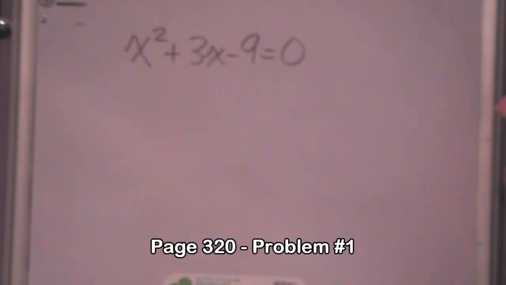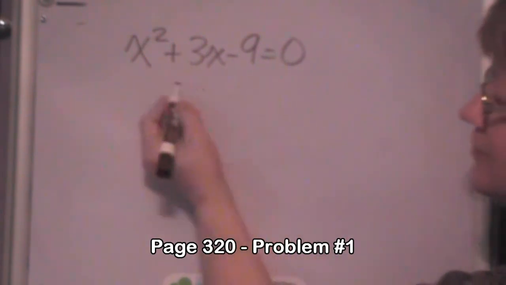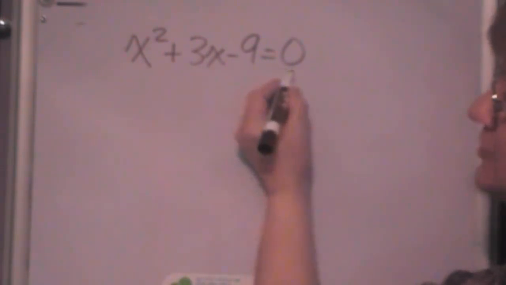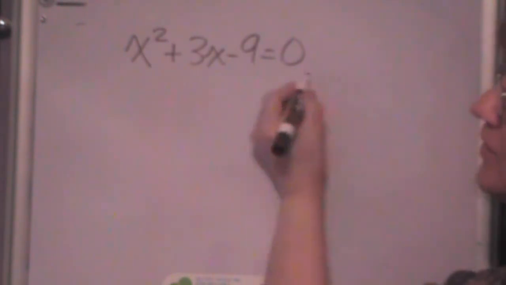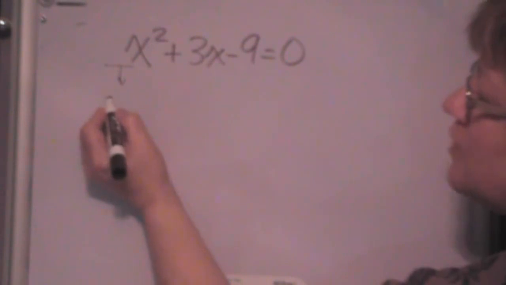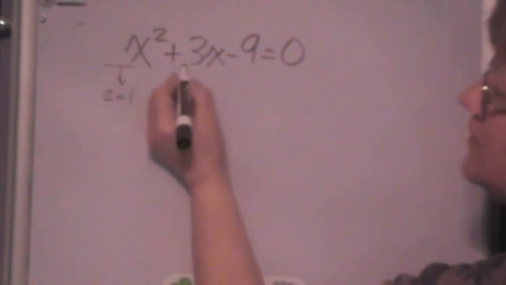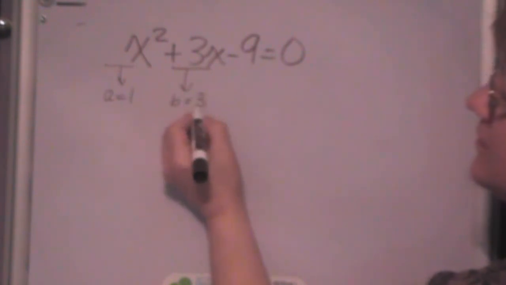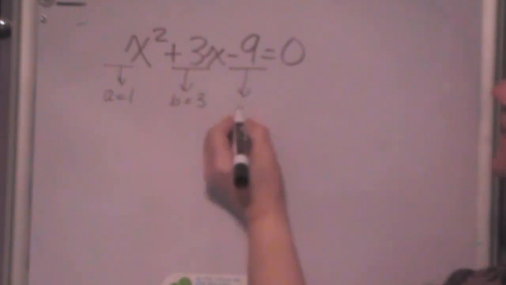Now the directions to this problem ask you to tell the nature of the roots without solving the equation. Once you put it in standard form, which means you have your square term, your linear term, your constant term all on the left equal to 0, then you can just pick out your coefficients. A here is 1. B is 3. And C is negative 9.